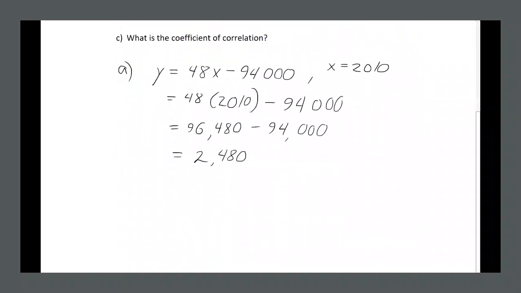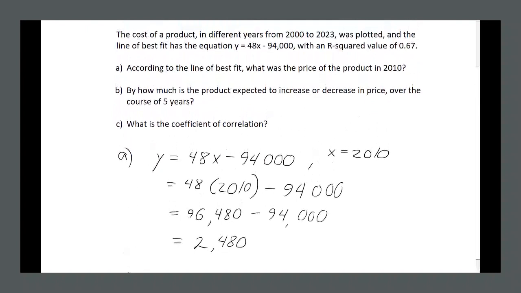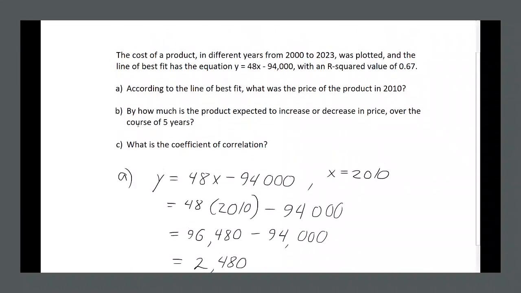Now part B asks us, by how much is the product expected to increase or decrease in price over the course of 5 years? Now, that's asking about this part of the equation here. The number in the equation that multiplies x is called the slope. And that's how much you expect the y value to change if the x value increases by 1. That's why it's the value that multiplies x.